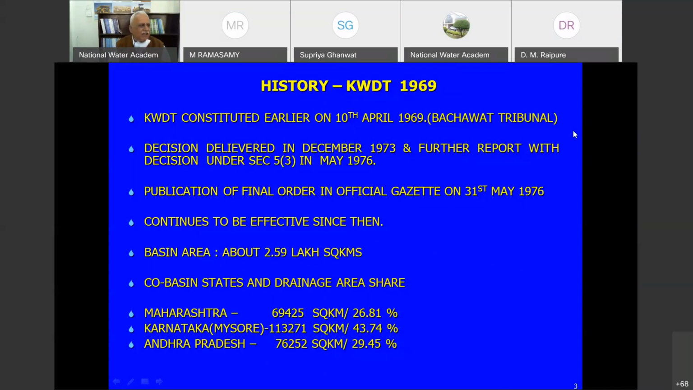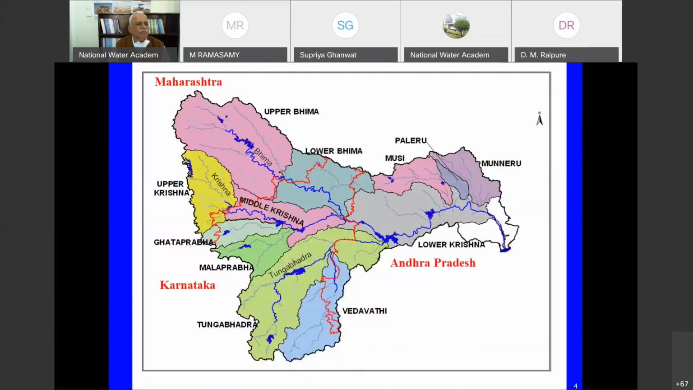The total basin area of Krishna Basin is 2.59 lakh square kilometers, out of which 26.81% lies in Maharashtra, 44% lies in Karnataka, at that time it was Mysore state, and 29.40% lies in Andhra Pradesh. This is the basin map.